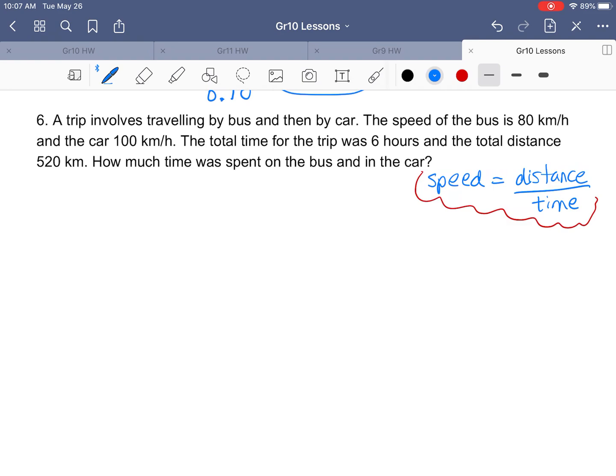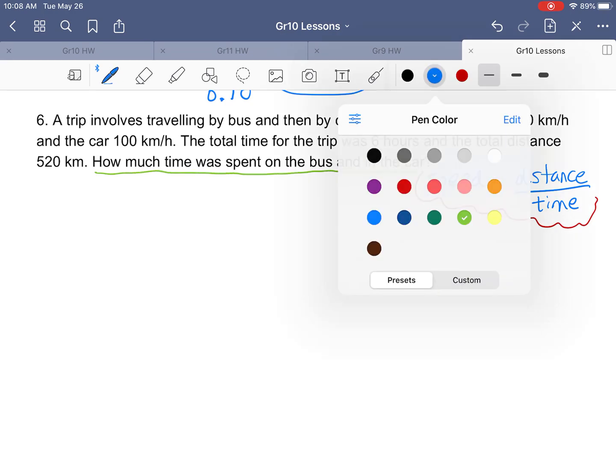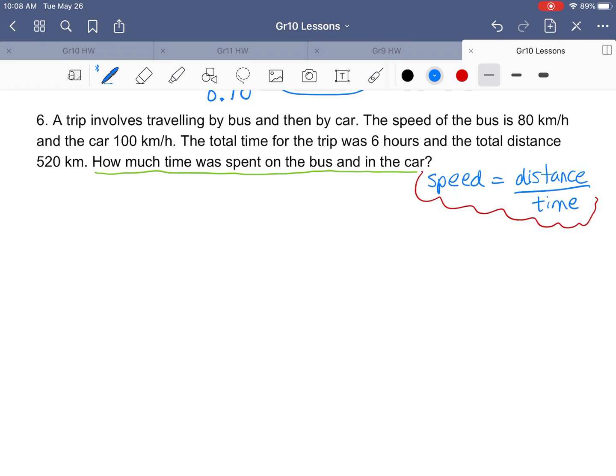Now let's look more closely at the information that we are given in the question. So we are given information on speed, and we're given information on time and distance. So we're given total time, we're given total distance. But what we're actually asked to find here is how much time was spent on the bus and in the car. So what I'm going to do is tailor my let statements to time, instead of to distance, because we are specifically being asked to find time.